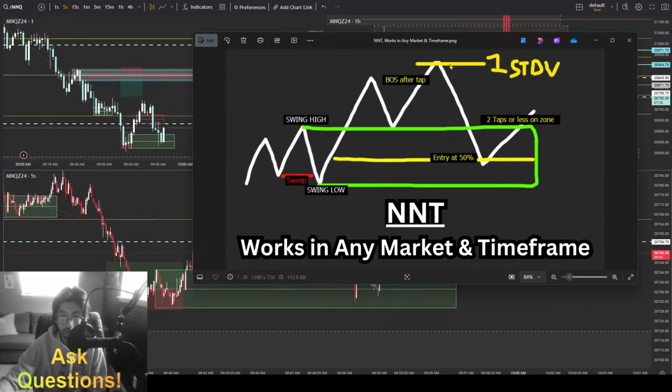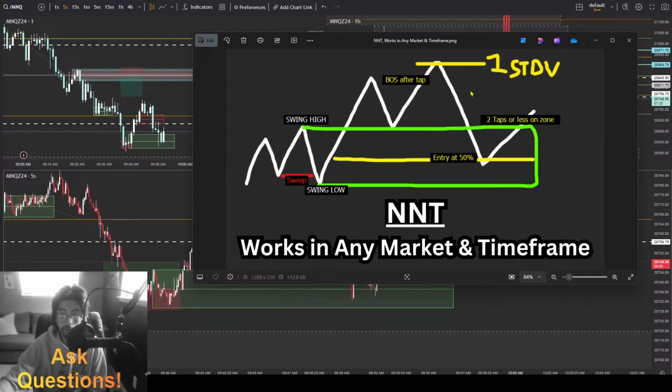Tap, break of structure out of the tap. We reach 100% away from the zone. We want less than 2 taps on the zone. We don't need the taps after standard deviation, but if we do get them, we need less than 2. And then we enter at 50%, TP above, stop below.